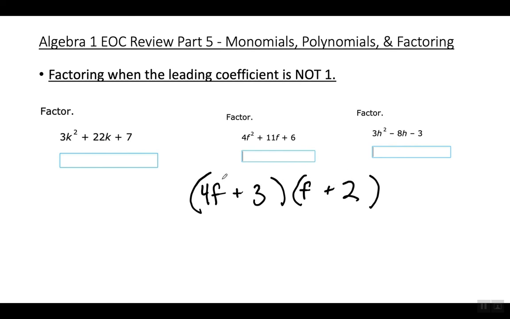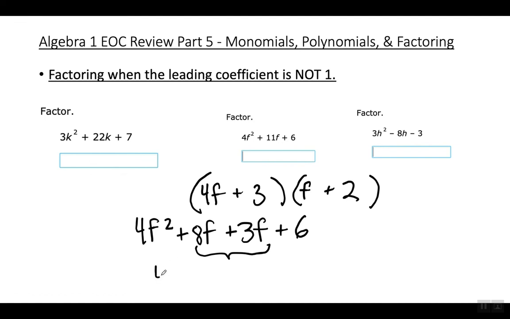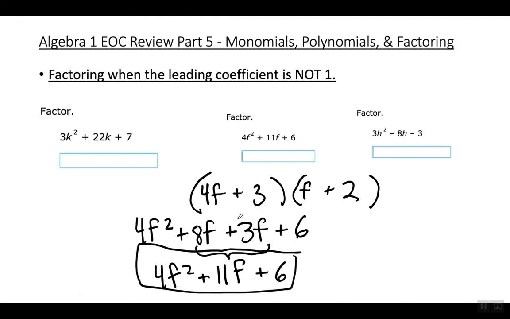All right, let me see if this works. When I multiply, I get 4f squared plus 8f plus 3f. Oh, wow. It actually worked the first time. All right, I got lucky there. I honestly did not have that one memorized. I just took a guess and hoped for the best. That gives me my original expression, so this is the answer.